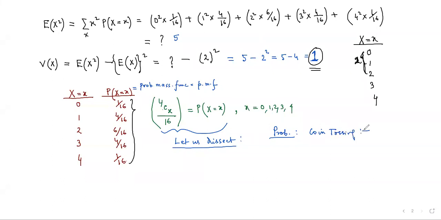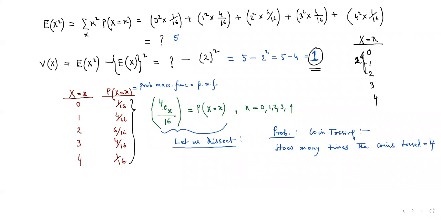Very good, very fine. And how many times did I actually toss the coin? The coins were tossed 4 times. Someone has written 16, but I didn't toss the coin 16 times. I tossed the coin 4 times, and the total number of possible outcomes was actually 16.